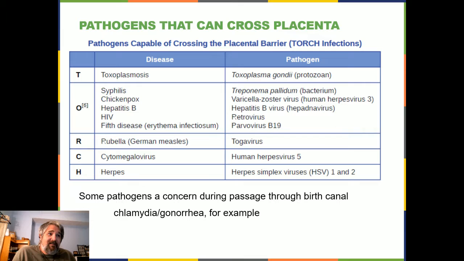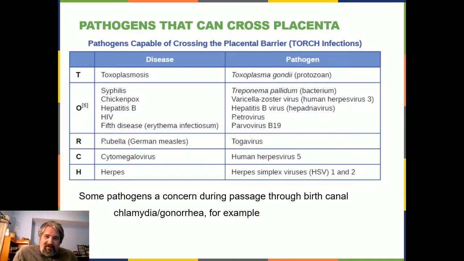The O in TORCH includes syphilis, chickenpox, hepatitis B, HIV, and fifth disease, which I always have to be careful to say. Because when I see it, I keep trying to make it into filth disease, since filth is something we commonly associate with disease, or that's just me, and now I've infected you with that. I'm sorry. Fifth disease.